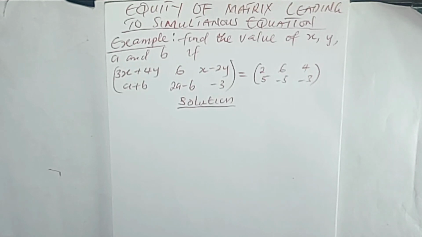This equality of matrices, you can see, leads to simultaneous equations. So we are going to see how we solve it, including the solving of simultaneous equations. We know that simultaneous equations have three methods. Famously, we have two methods, which are the elimination method and the substitution method. Therefore, we're going to try both methods here.